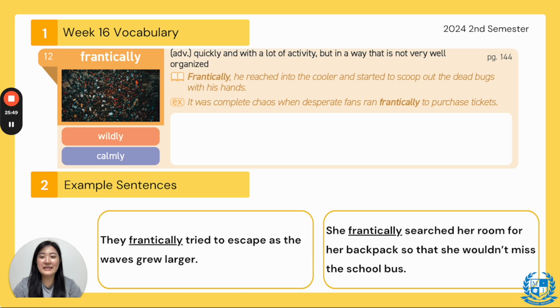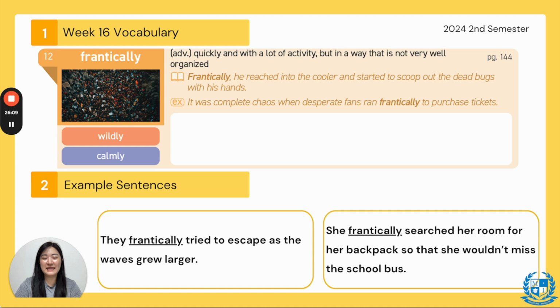Number 12, everyone say frantically. Frantically. The synonym is wildly, and the antonym is calmly. It's an adverb, and it means quickly and with a lot of activity, but in a way that is not very well organized. So frantically means chaos. We're going crazy over here.